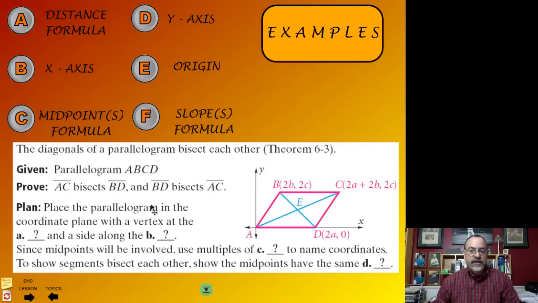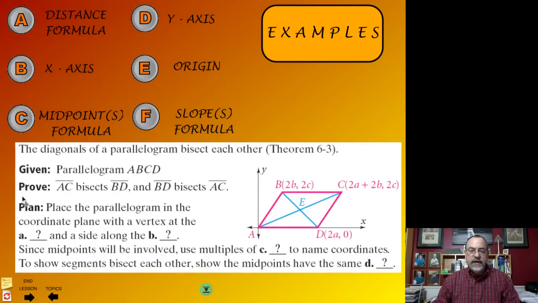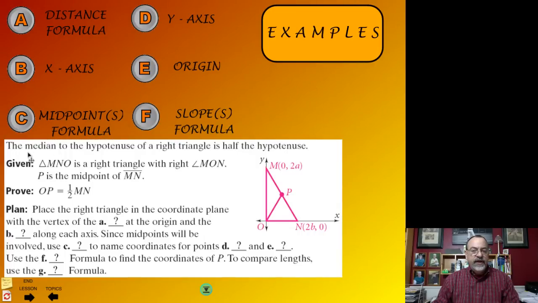So again, all you're going to need to do is fill in the blank. Let's do one more example and then we'll wrap this up. So here we have the median to the hypotenuse of a right triangle is half the hypotenuse. So when we draw a median, this length OP, we want to show that it's half the length of this hypotenuse. Triangle MNO is a right triangle with right angle MON, so this is the right angle. P is the midpoint, so we want to prove that OP is 1/2 of MN.